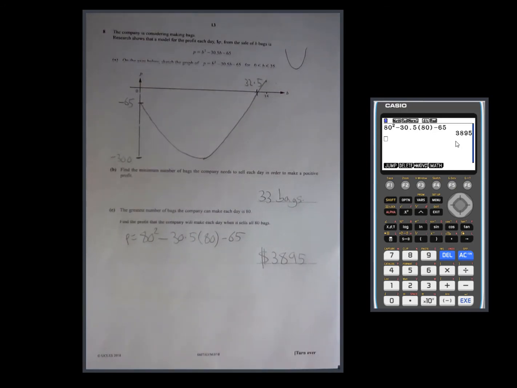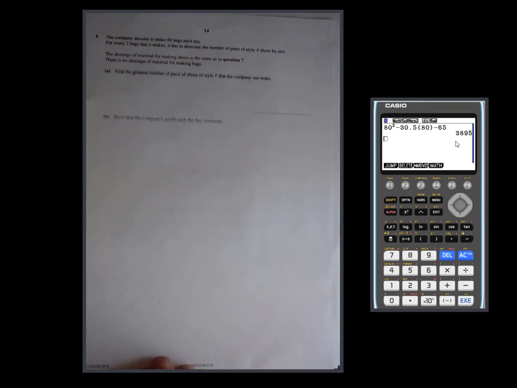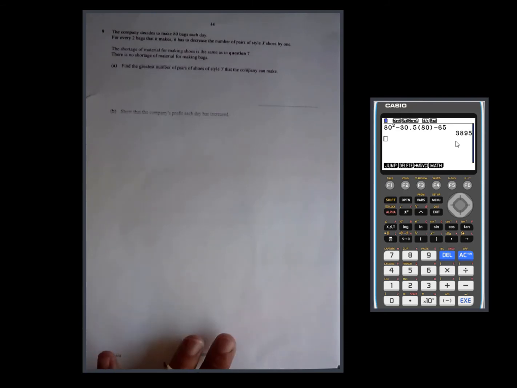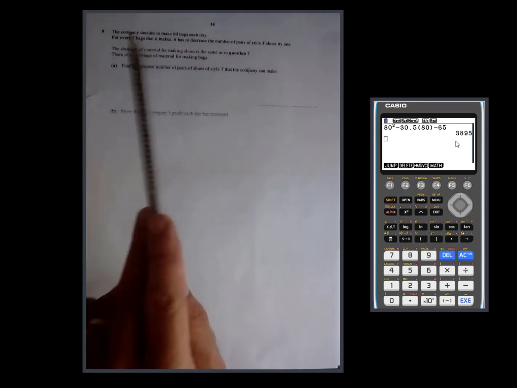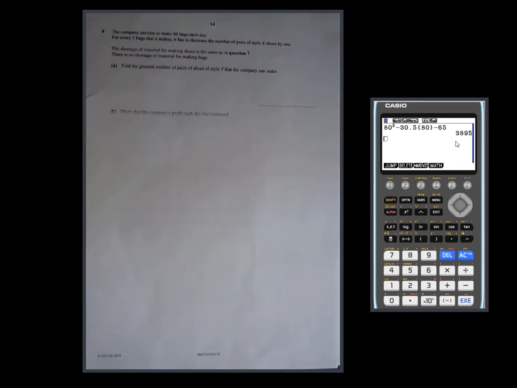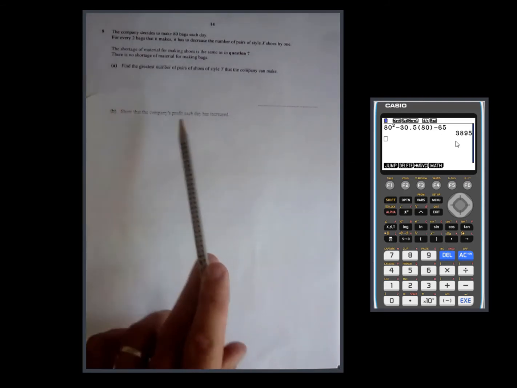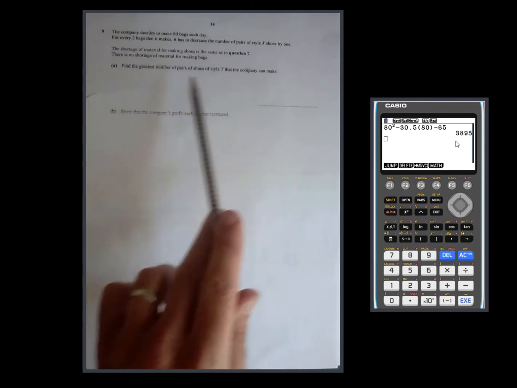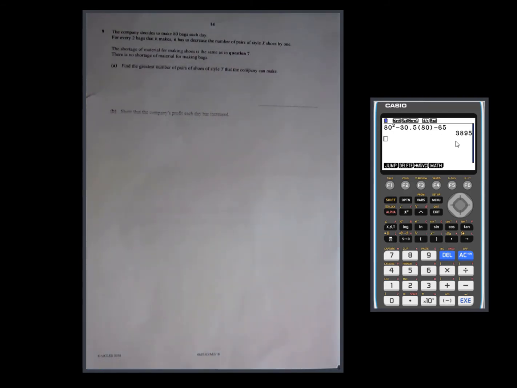The final question on here is quite tricky, as you would expect from a modelling paper. It kind of brings a few things together. So the final question, number 9. The company decides to make 80 bags each day. So they've got ahead with this number. It's quite handy because we've already done the calculation. For every 2 bags it makes, it has to decrease the number of pairs of style X shoes by 1. The shortage of material for making shoes is the same as in question 7. There is no shortage of material for making bags.